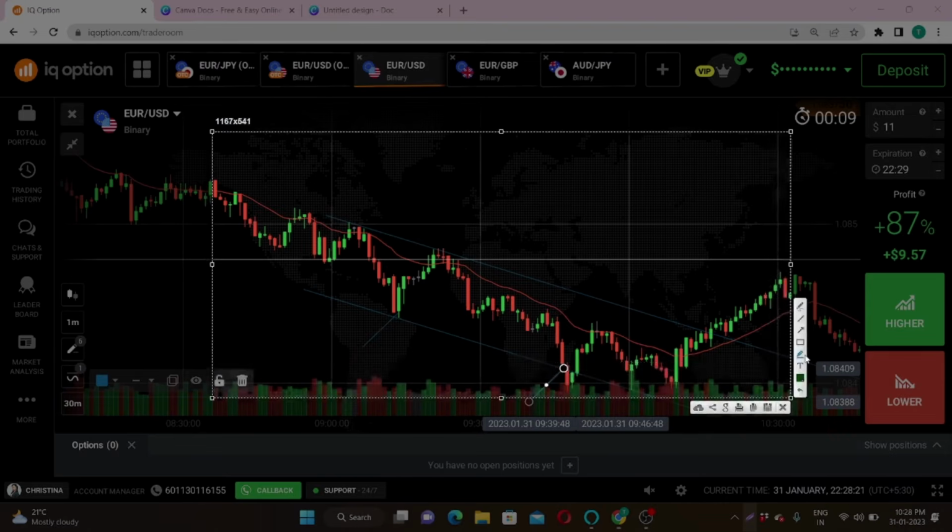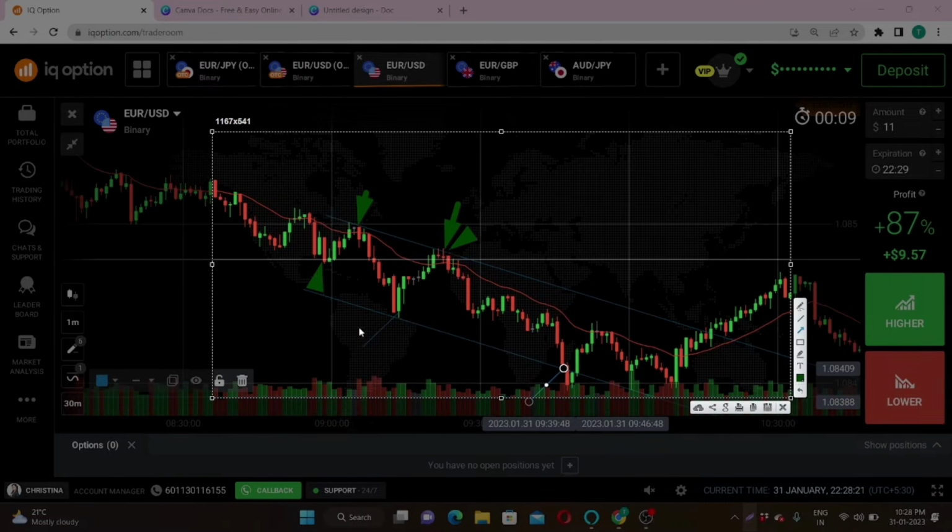See here, this is the top point, right? So this is the next top point. So I have seen this support becomes this resistance. Okay, this is my key level.